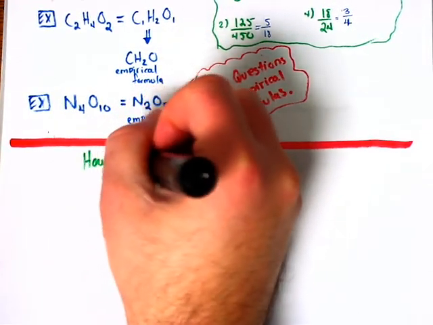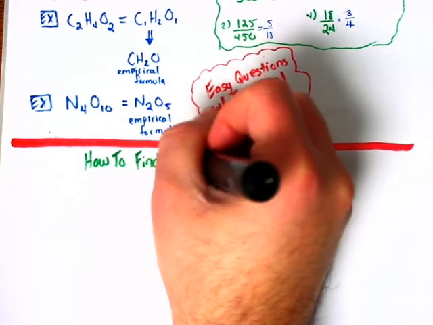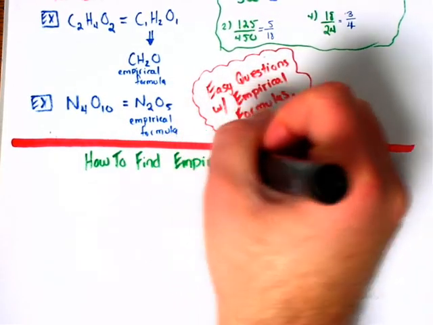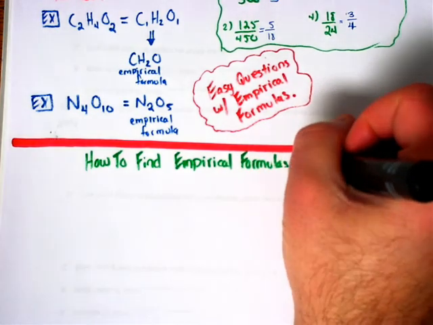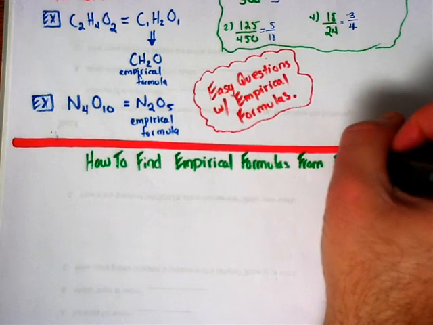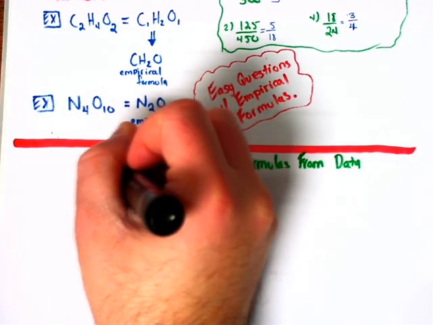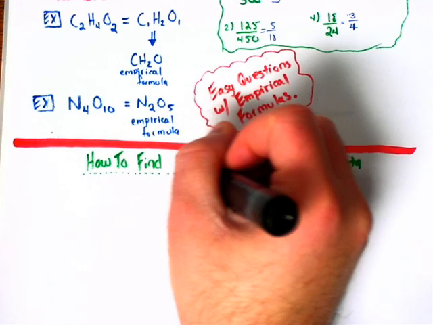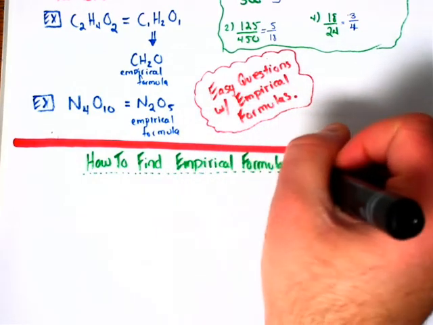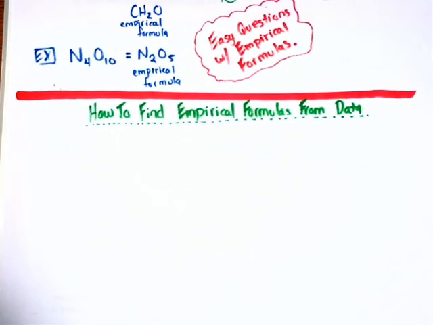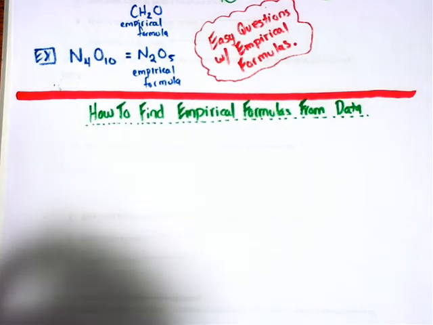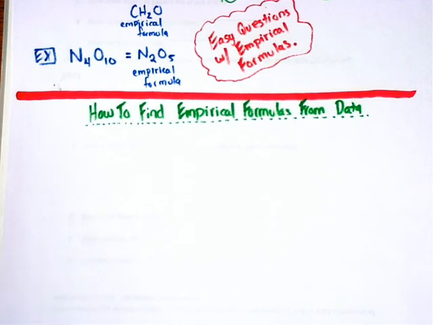how to find empirical formulas from data. So using some data, how could we find empirical formulas? And let me show you how we do this, and I'll give you an example to show us. So here's going to be our problem.